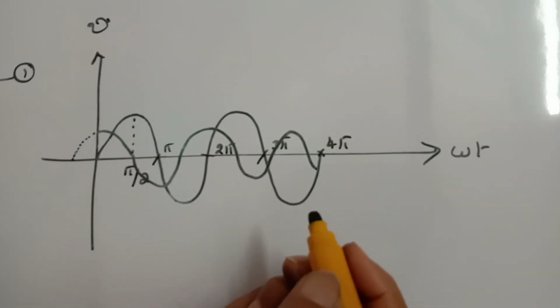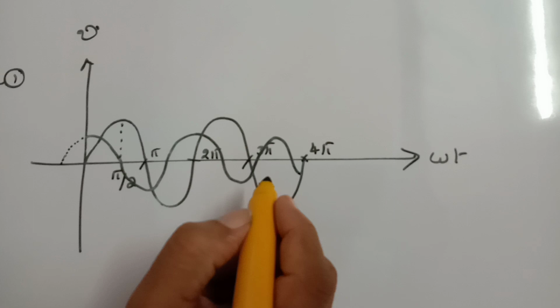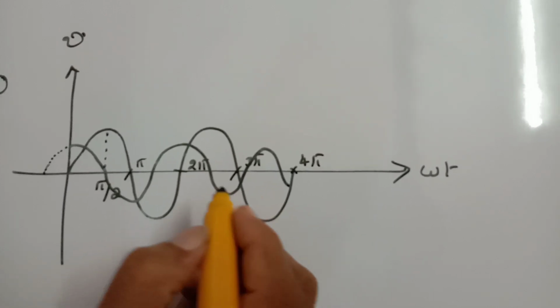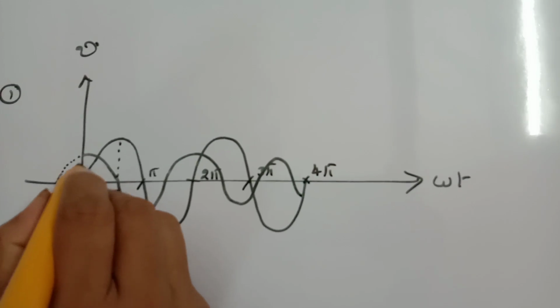This is the current waveform. To plot the power waveform, it is having double the frequency of the supply voltage. So both are positive here. We'll get the waveform here.